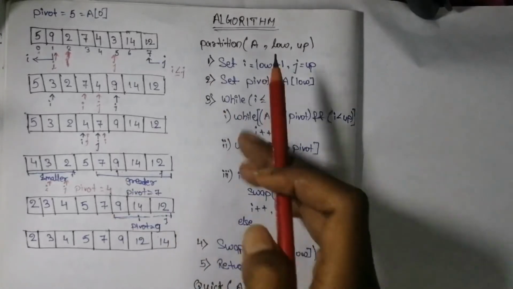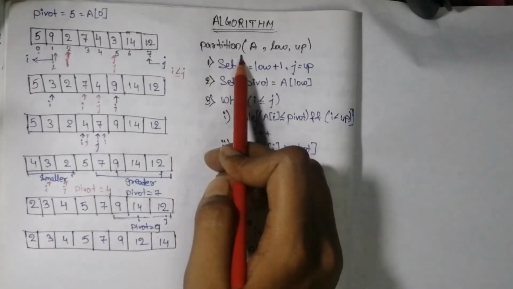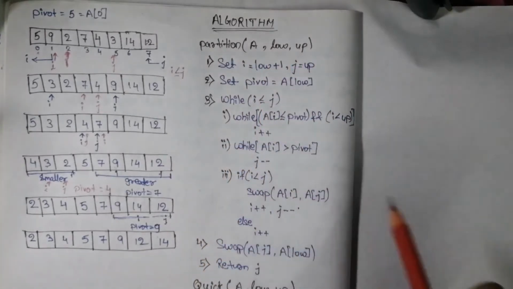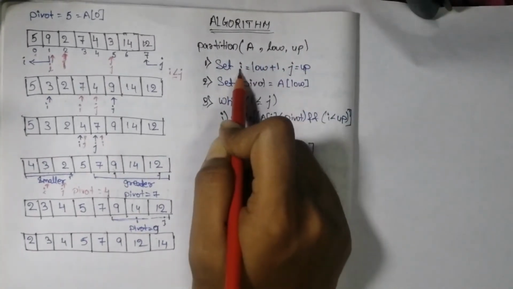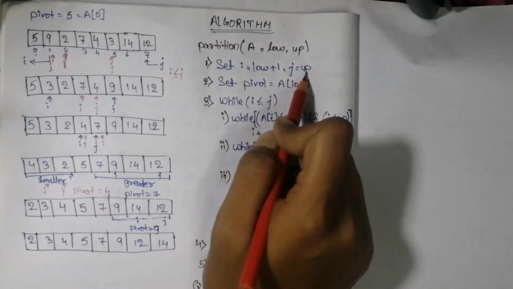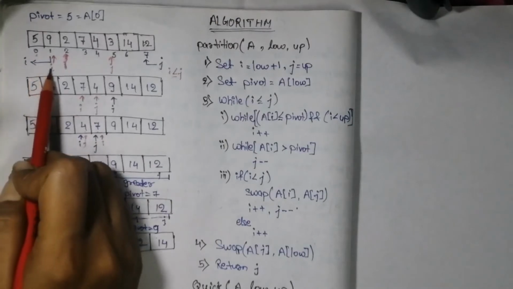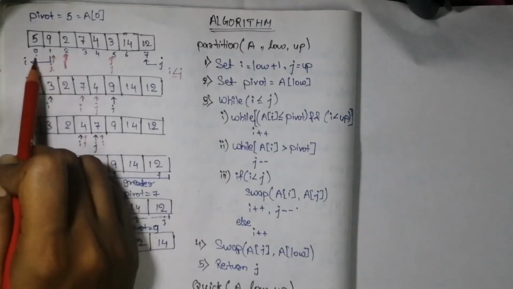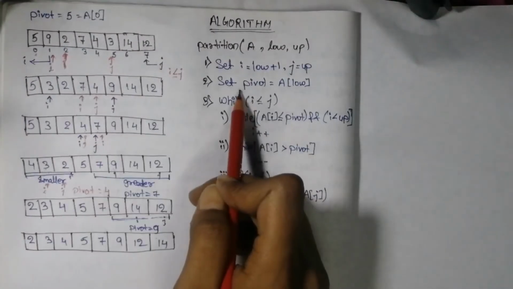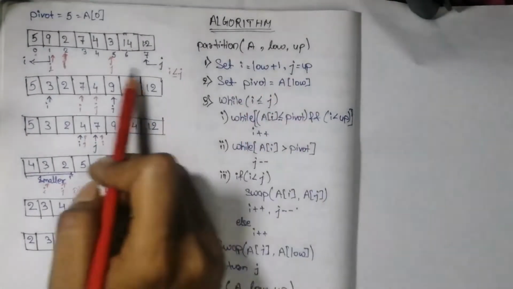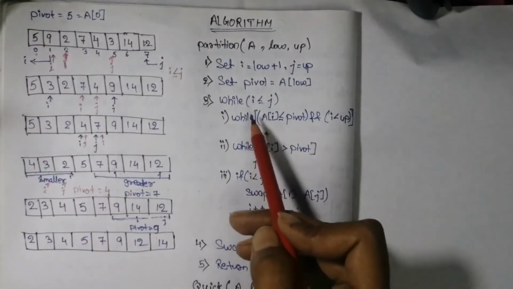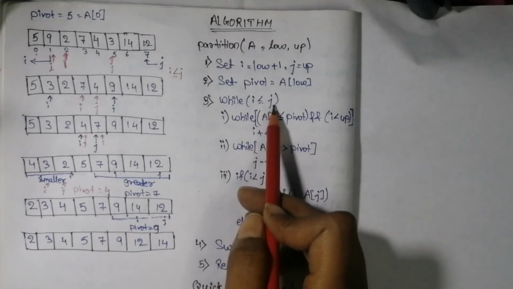This dividing process is written within the function partition, which takes as arguments the array, the lower bound and the upper bound. In the beginning, we are setting the variable i to low plus 1 and j to up, that is the upper bound. We have just seen here i is low plus 1, that is 0 plus 1 equals 1, and j is the upper bound. And we are setting the pivot element as the element at the lower index, that is 5, right? Now we will execute the loop while i is less than j.